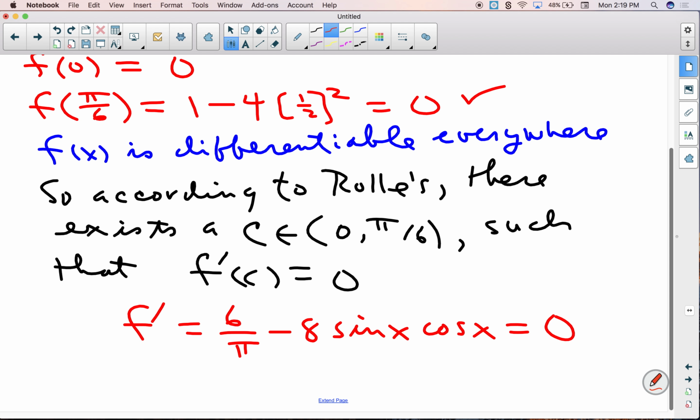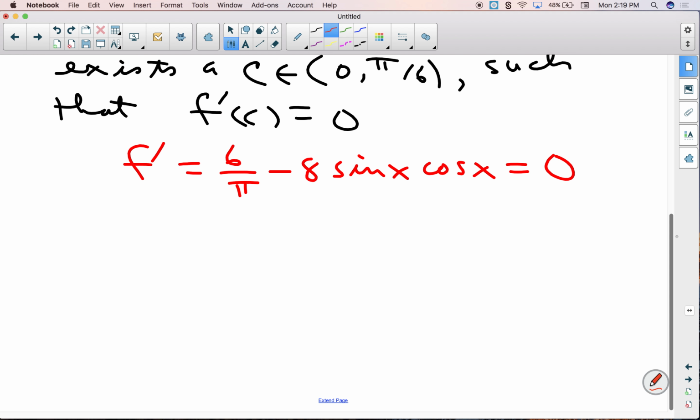When you're dealing with a sine squared and taking the derivative, you end up getting a 2 sine x cosine x, which is the double angle formula. So for this sine squared, this is the same thing as 4 times 2 sine cosine.